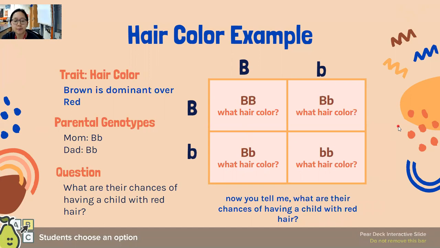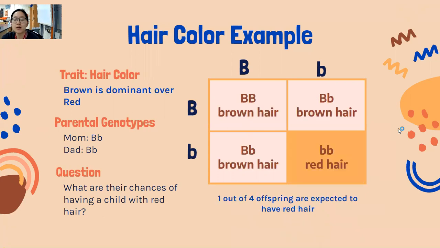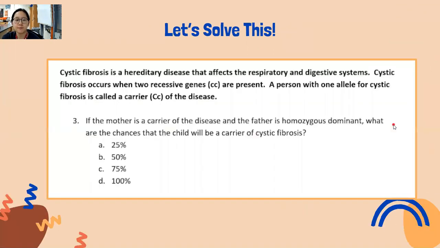So tell me, what are their chances of having a child with red hair? What percentage? Right, 1 out of 4 are expected to have red hair, which means that they are going to be 25% likely. So every time a child is born between this couple, there's a 25% chance that the child will have red hair, which is kind of crazy because they're both brown hair. So they're gonna be like, oh my God, where did this baby come from?